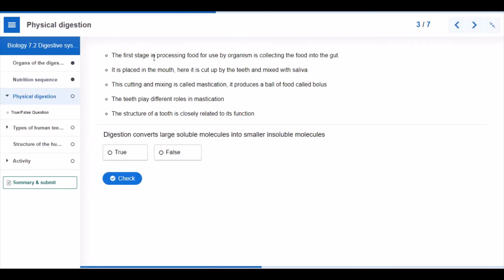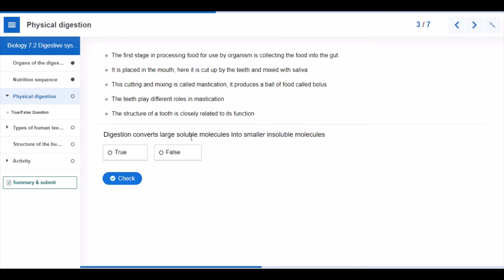In physical digestion, the first stage in processing food for use by the organism is collecting the food into the gut. It is placed in the mouth. Here it is cut up by the teeth and mixed with saliva. This cutting and mixing is called mastication. It produces a ball of food called bolus. The teeth play different roles in mastication. The structure of the teeth is closely related to its function.